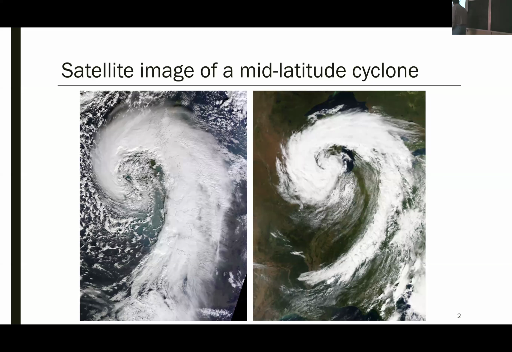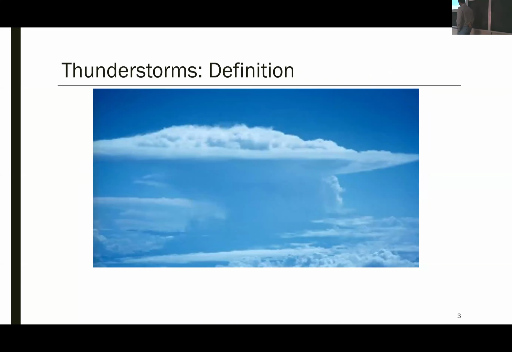So in the previous lecture, we discussed these mid-latitude cyclones or extratropical cyclones, and you can see there are many storms associated with them. Particularly with this cold front that we discussed in great detail in the previous lecture. And here is a typical storm, not associated with a cyclone. This one is isolated.